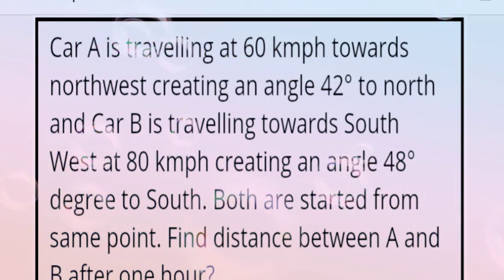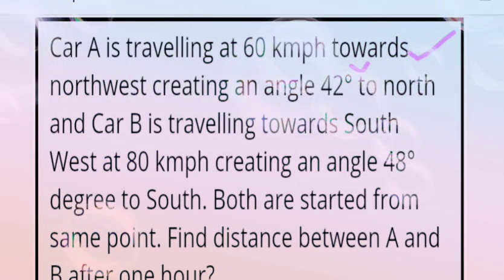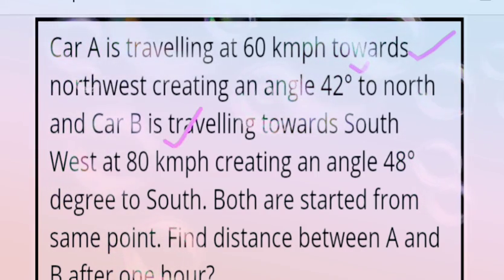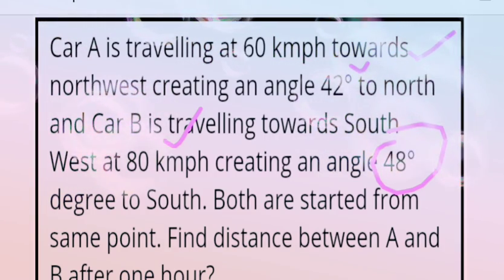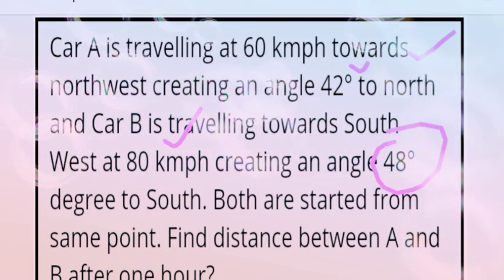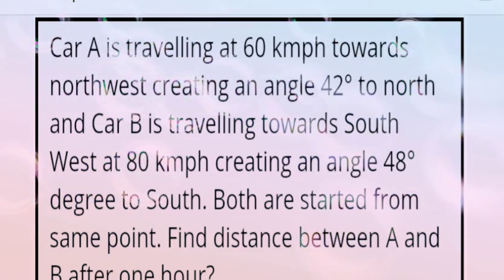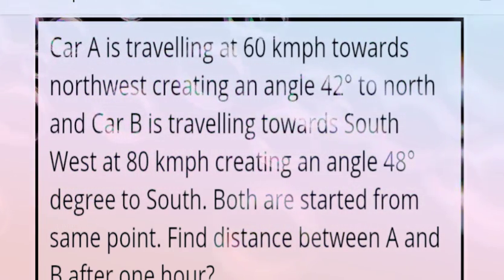Car A is traveling at 60 km per hour towards northwest, creating an angle of 42 degrees to north, and car B is traveling towards southwest at 80 km per hour, creating 48 degrees to south. Both started from the same point. Find the distance between A and B after 1 hour.